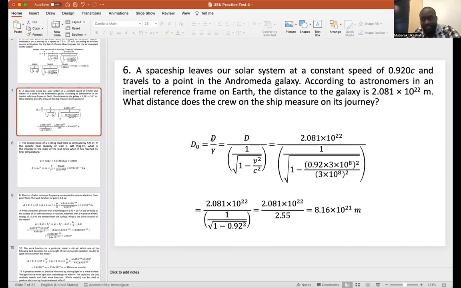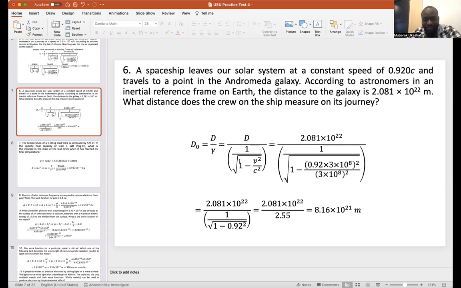The proper distance they measure in the moving frame is the distance measured on Earth, which we know, divided by gamma again. This is d over gamma. I keep misplacing gamma and lambda. So this is gamma, not lambda. Lambda is the one that's like upside down. So it's d over gamma for the Lorentz factor.